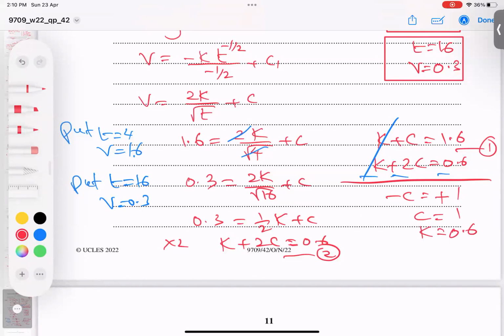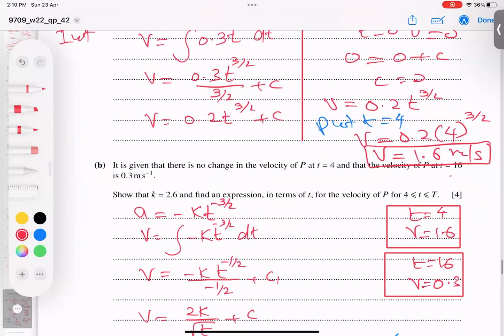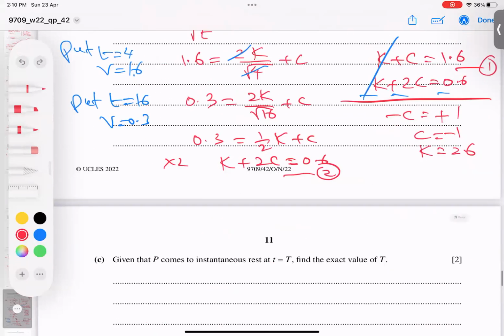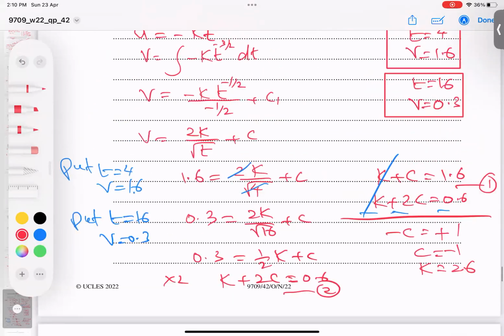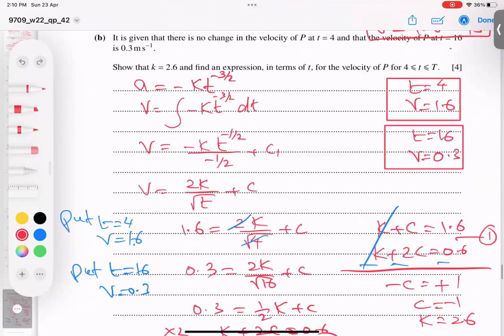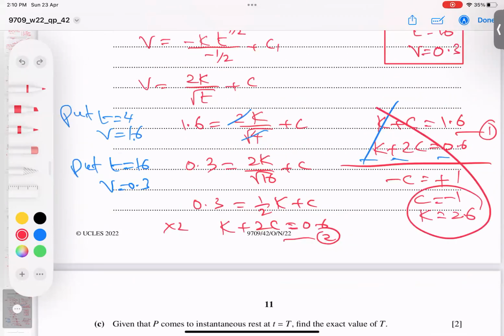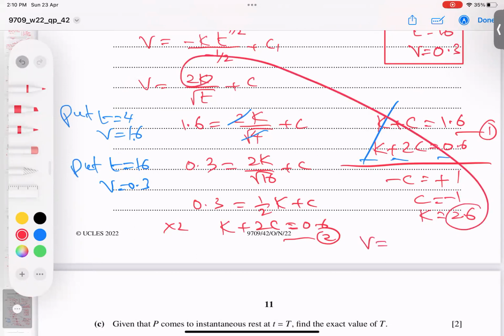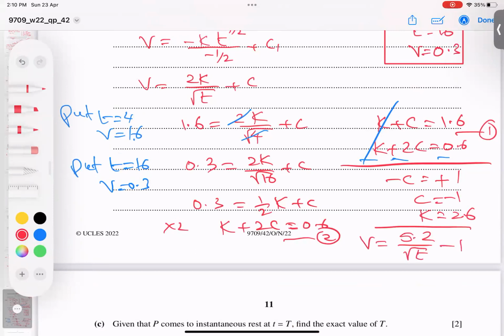Let me recheck. Sorry, the c value is minus 1, not 1. If minus 1 goes there, the k value becomes 2.6, which he was asking us to prove. But we have to find the expression, because he's asking for the expression of velocity. Finally, we need it, so I plug both values back into the equation. So V equals 2.6 into 2, that is 5.2 over root t minus 1. So finally I got the expression for velocity.